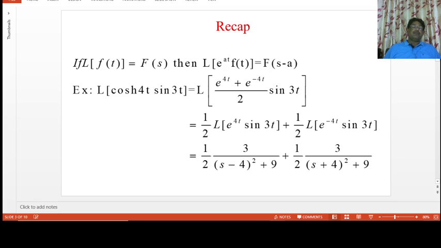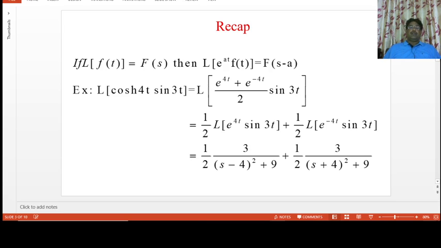Now, here find L of cos hyperbolic 4t into sin 3t. By the definition of hyperbolic functions, cos hyperbolic 4t can be written as e to the power 4t plus e to the power minus 4t divided by 2, into sin 3t as it is. That divided by 2 we can take outside. Then that can be written as 1 upon 2 times L of e raised to 4t sin 3t plus 1 by 2 times L of e raised to minus 4t sin 3t.